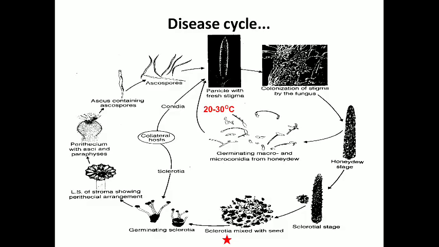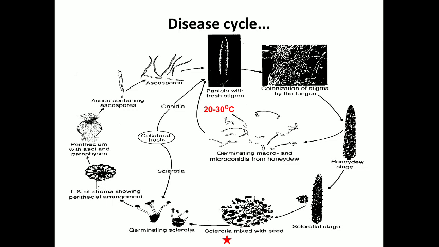Next part, that is disease cycle. In the case of the disease cycle, sclerotia which are mixed with or contaminated with the seed cause primary infection. In some cases, these sclerotia germinate to develop conidia, and these infect the plant at the panicle stage, or earhead stage.